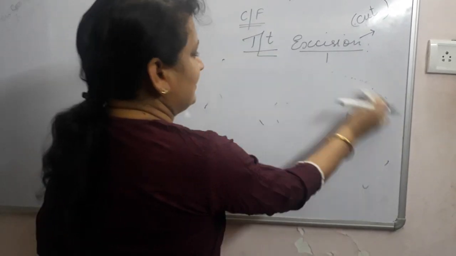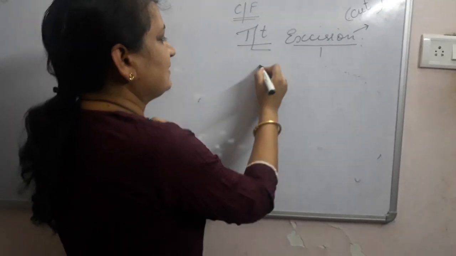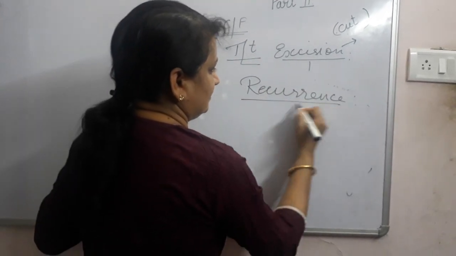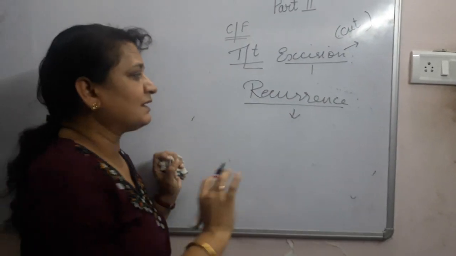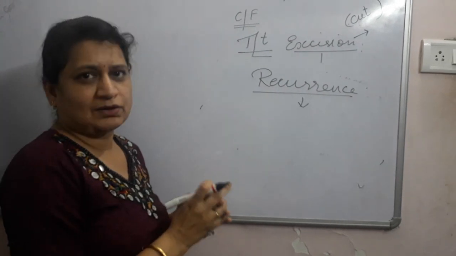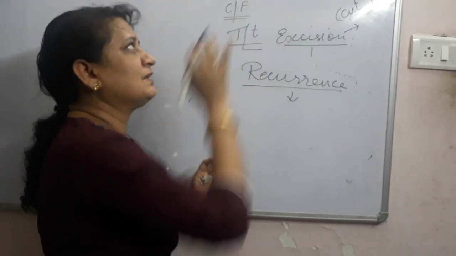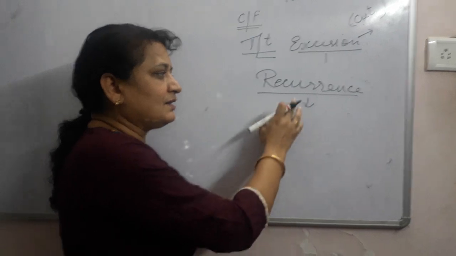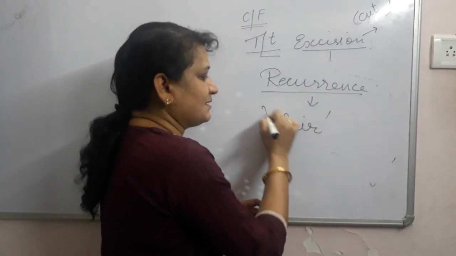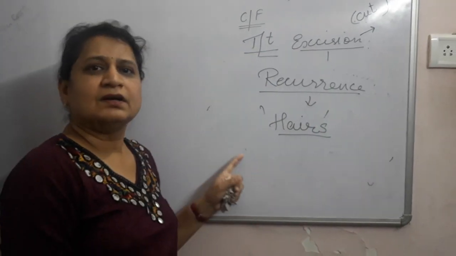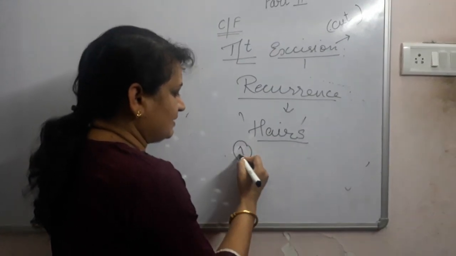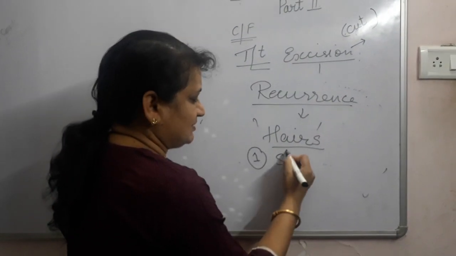Now this pilonidal sinus is having recurrence. Recurrence means even after complete treatment the condition again occurs. So that is recurrence. So recurrence is very common in pilonidal sinus, and the cause of recurrence is etiological factors, that is the hairs which are present on the back. So to avoid the recurrence or to prevent the recurrence, one is you have to keep the parts shaved.